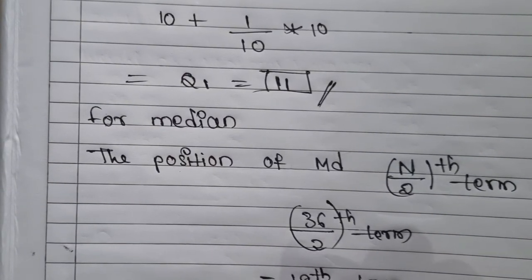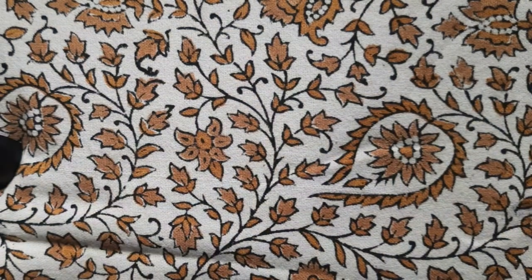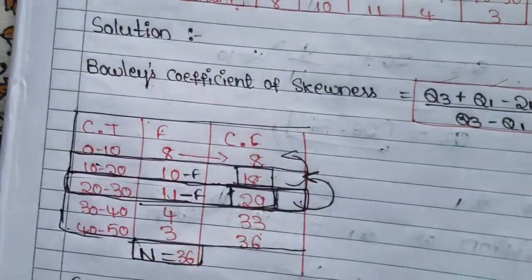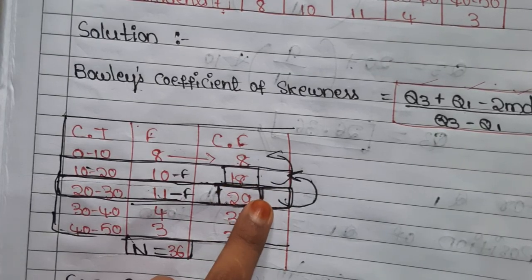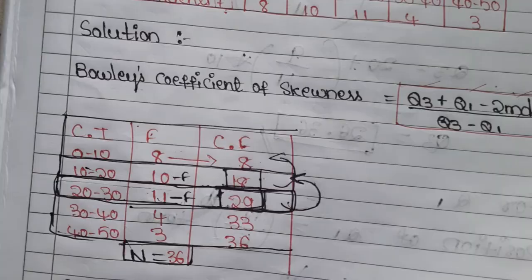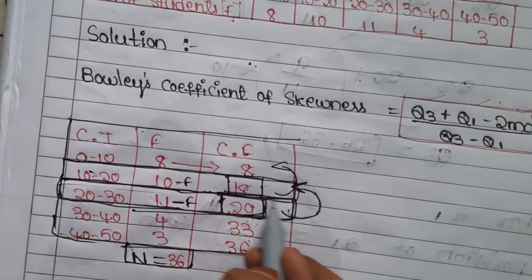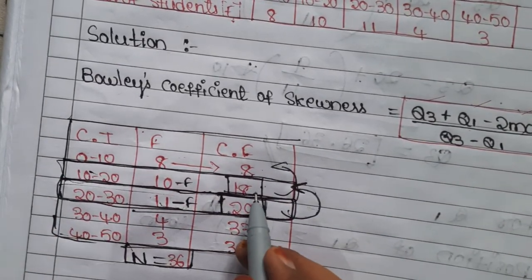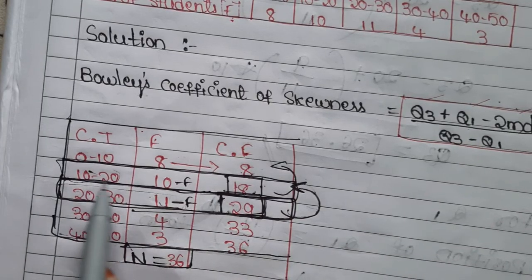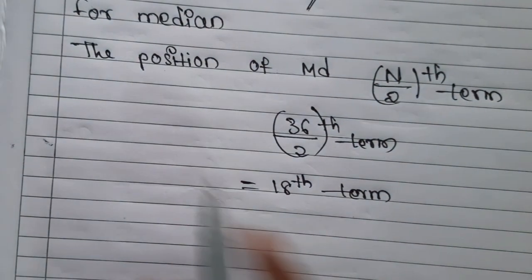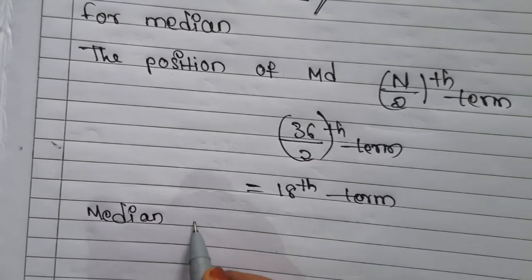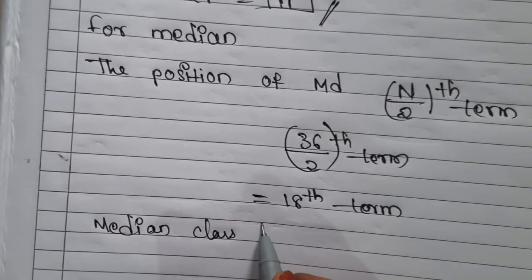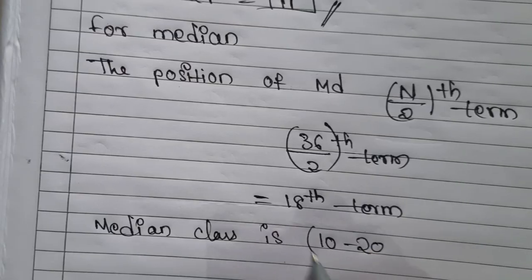Do we have 18 in our cumulative frequency? Just have a look. Yes, we have 18. If 18 used to be not there, we used to take the greater number after 18. But 18 is there, that is why our median will also be this class only. In which class interval does it lie? It lies between 10 to 20 only. So 18th term is there. That is why we are going to write, median class is in 10 to 20 class interval.